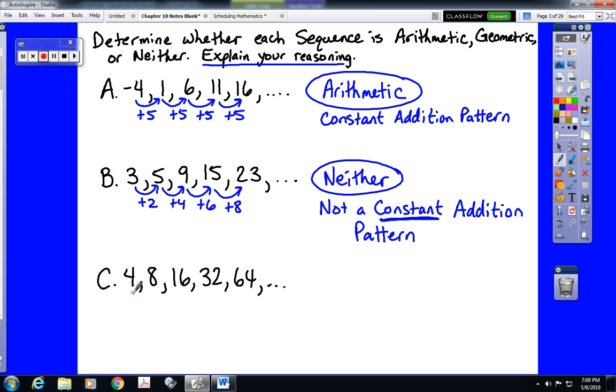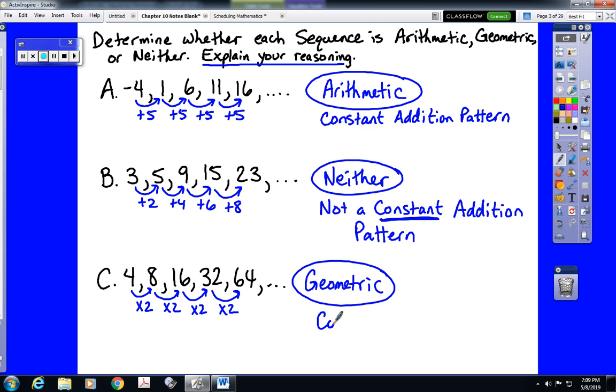On letter C, the pattern is not addition based, it is multiplication based. Every number is twice the previous number, so we are multiplying by 2 every single time. That makes this an example of a geometric sequence because it has a constant multiplication pattern. Okay, so let's do a couple more. There are 3 more on the next screen. We're going to do those as well.